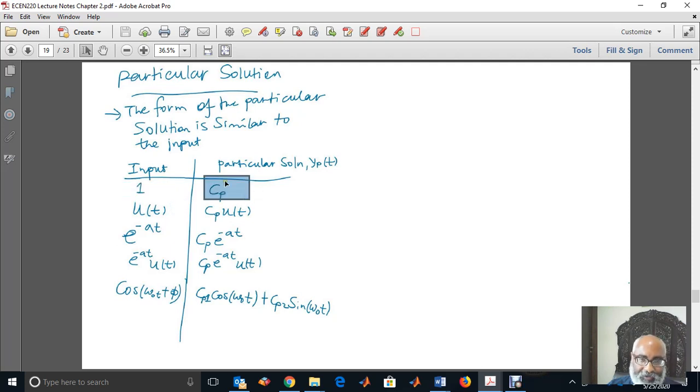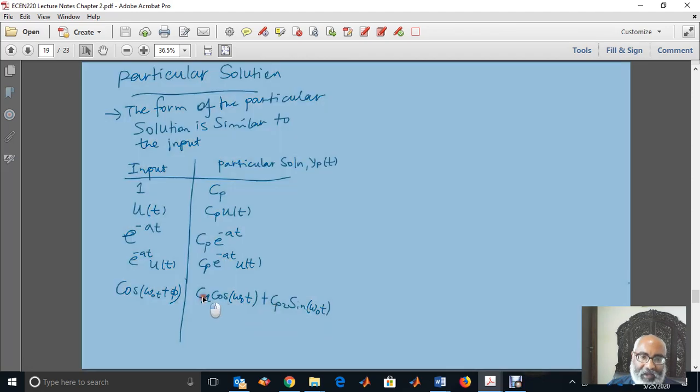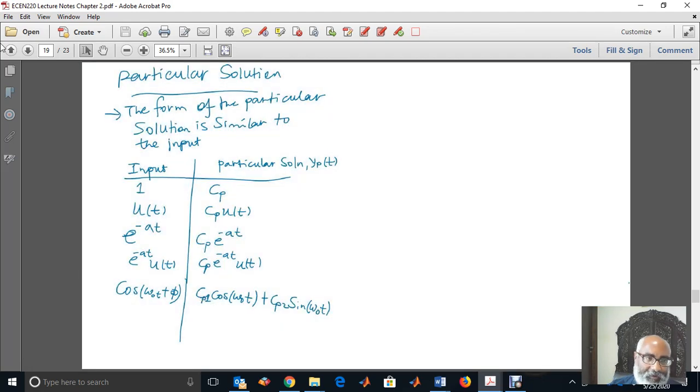Y_p of t constant. Suppose the input is unit step, the particular will be Cp times u(t), and we need to find Cp. Suppose the input is e to the power of at, the particular is Cp e to the power of at. And if it's e to the power of at u(t), Cp e to the power of at u(t), and we need to find Cp. If it is cosine and sine, I will have Cp1 cos omega naught t, Cp2 sine omega naught t, and I need to find Cp1 and Cp2.